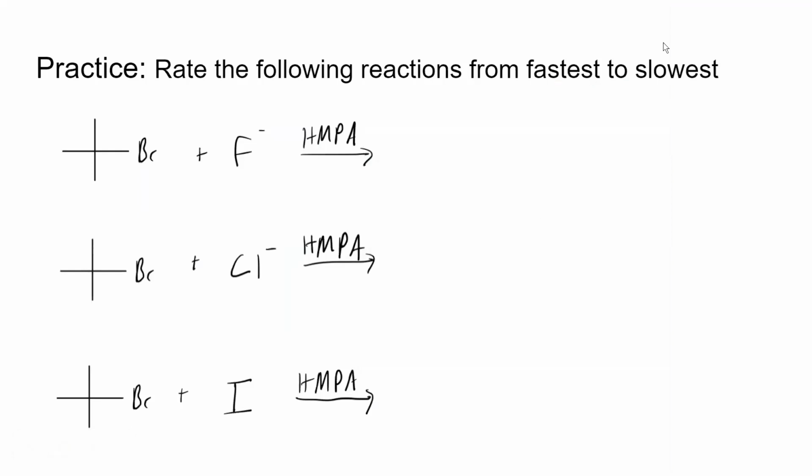Rate the following reactions from fastest to slowest. First we need to figure out what reaction is happening here. We have this substrate and this Lewis base, and we also have this solvent, and we need to figure out what kind of reaction is going on. Does anyone remember what kind of solvent this HMPA is? Is it polar protic or polar aprotic? Polar aprotic? Exactly. This is polar aprotic.